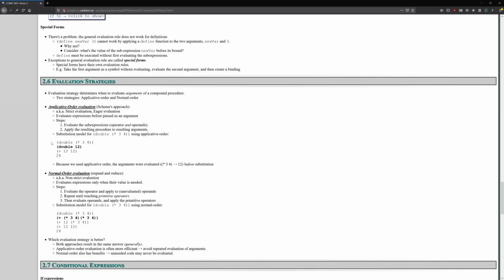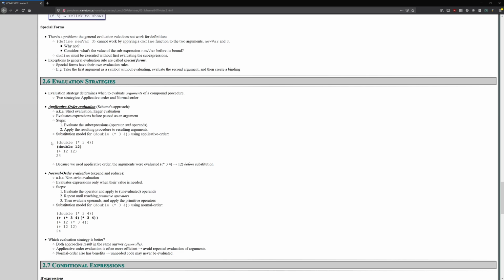Applicative order evaluation, sometimes called eager or strict evaluation, is Scheme's general rule of evaluation. It's what we just learned. The basic idea is that we need to evaluate all of the sub-expressions before we take that apply step. So at the point that we do apply, there should be no nested combinations left. We should only apply the value of a procedure to the value of its arguments.